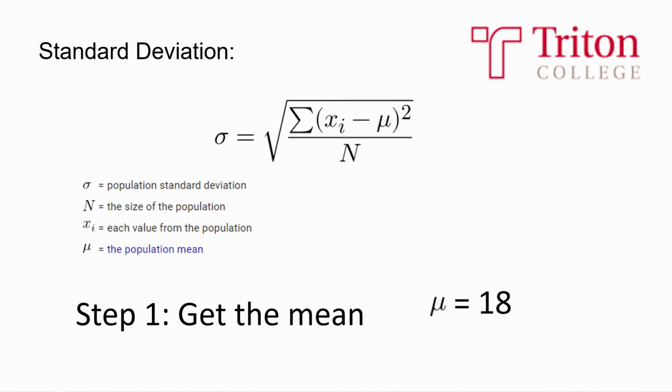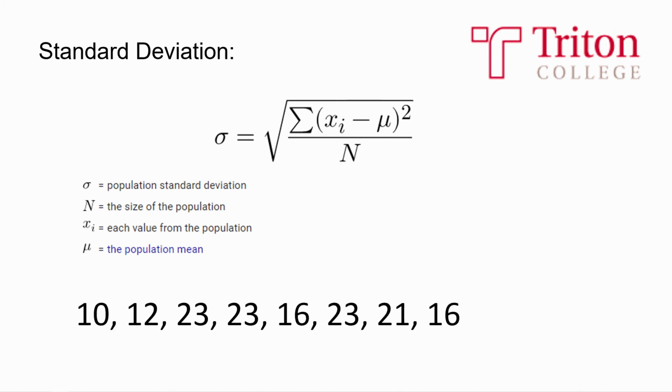If you look up in the equation we already have here, we've got mu equals 18. So the first thing that we do to get the standard deviation is we need to get the mean. The mean is 18 minutes. So we could say, on average, it takes me 18 minutes to get to school. So what's the standard deviation of all these different samples?